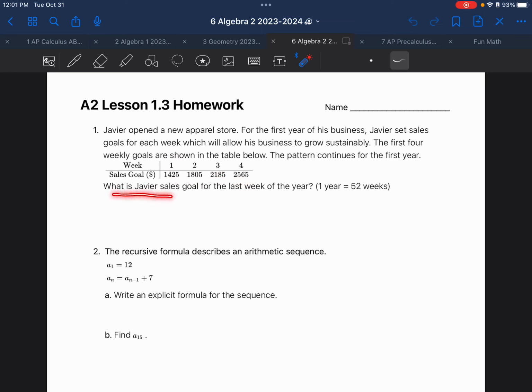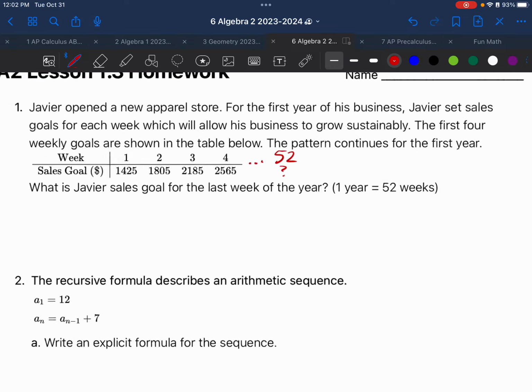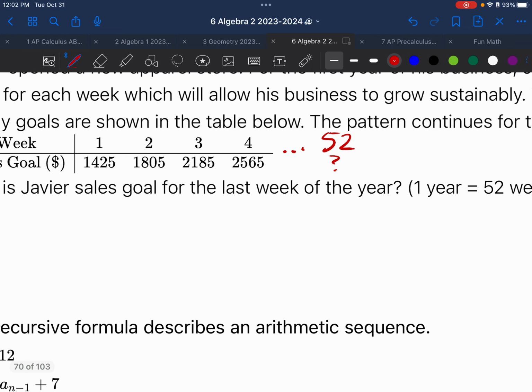What is Javier's sales goal for the last week of the year? And one year has 52 weeks, so the 52nd week will be the last week. So essentially what we're doing here is we're asking for the 52nd term, and what is that amount? Well, what are we increasing by each time?